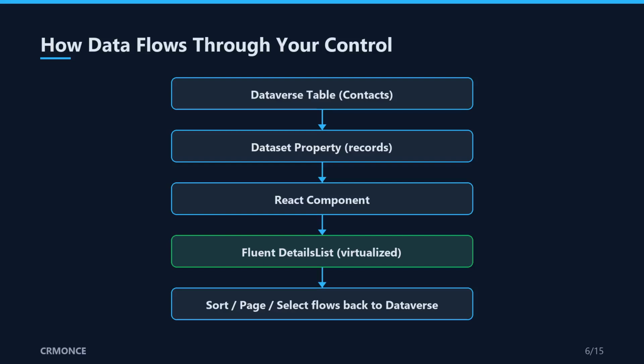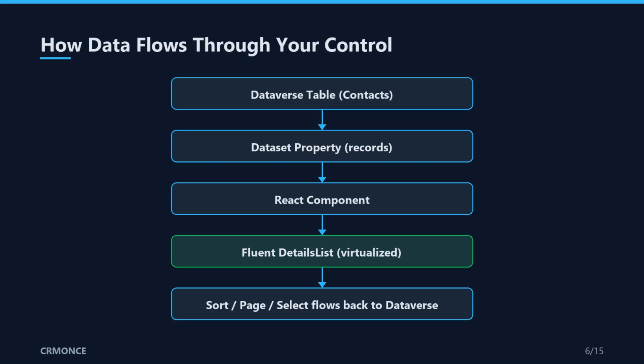Let's trace the full journey of a piece of data, from the database to your screen and back. It starts in a Dataverse table, say contacts. That table gets exposed to your control through the dataset property we just defined, called records. Inside your control's code, you read that property and hand the rows to a React component. That component renders Fluent UI's virtualized details list, which is the actual grid you see and scroll through.